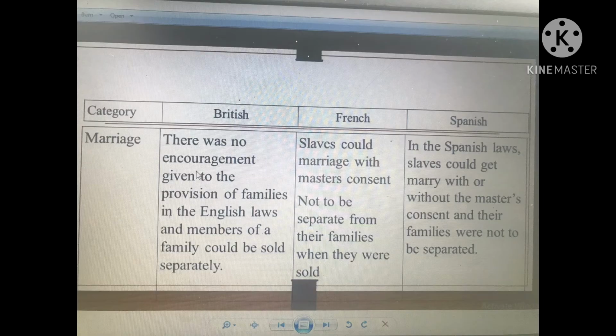However, with the British, there was no encouragement given for the provision of families in the English law, and members of families could be sold separately.